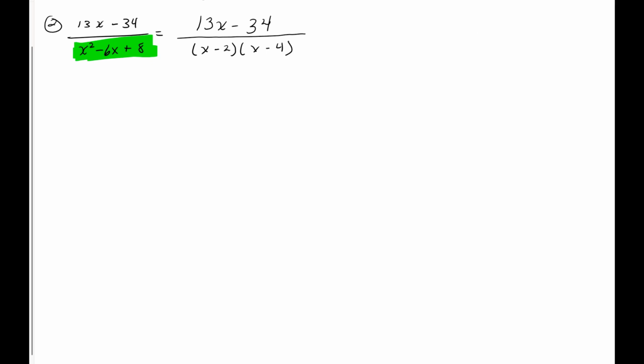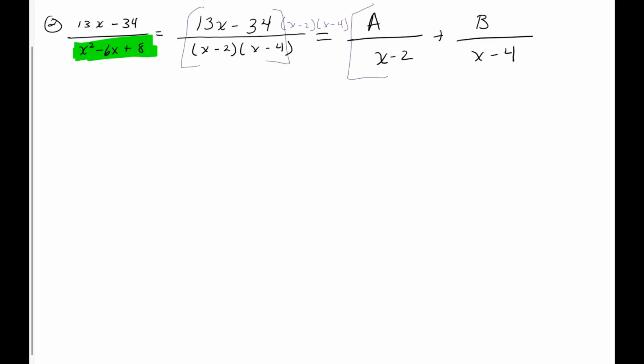Now that we've got that set up, we're going to have to write it as two partial fractions. So something that looks like this, x minus 2, x minus 4. Okay, so we've got our a and our b, and we're going to do again the same thing. We're going to clear the fraction by multiplying it by x minus 2, x minus 4. Okay, all of it gets multiplied by that. And that right there will take care of our fractions, and we're good.